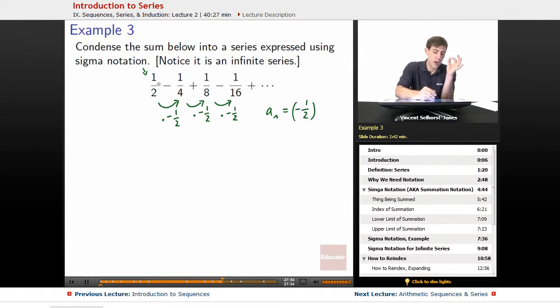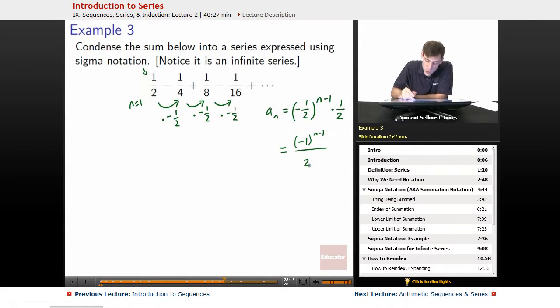Well, here we're going to wind up starting with something else actually. So n minus 1, because here's n equals 1. We want to not have anything at the beginning, which we could write as times 1/2. So negative 1/2 to the n minus 1 times 1/2. Alternatively, another equivalent way to write this out, we could write this as negative 1 to the n minus 1 over 2 to the n minus 1 times 1 over 2.